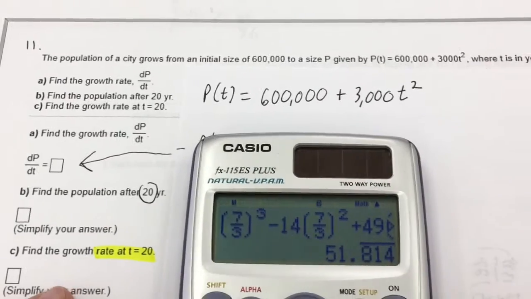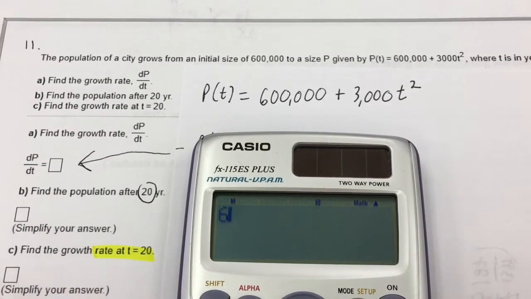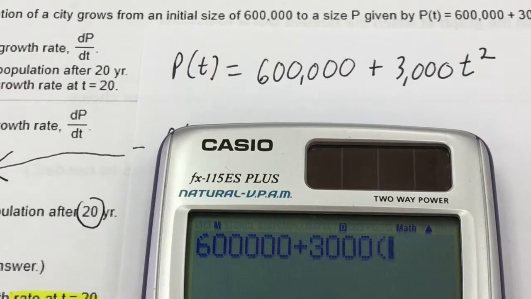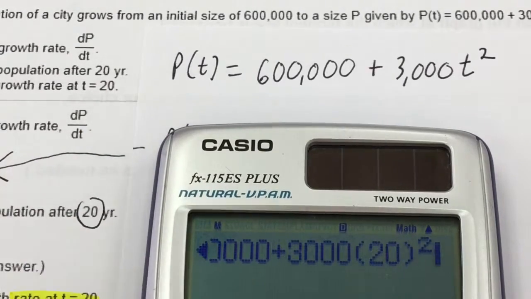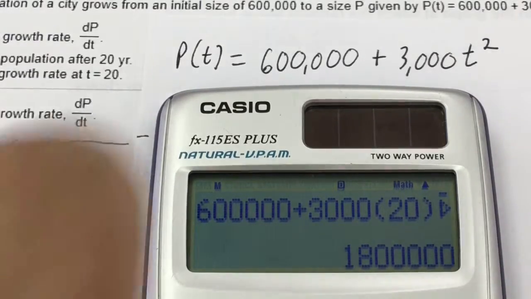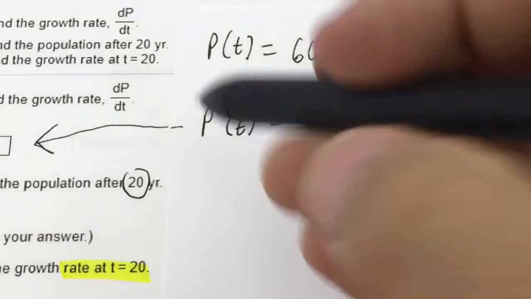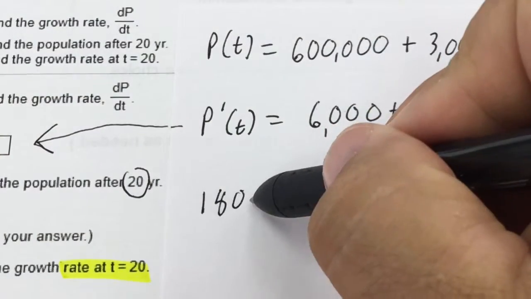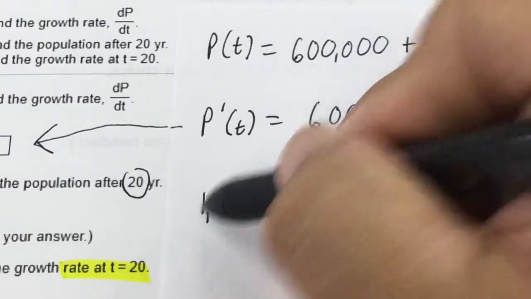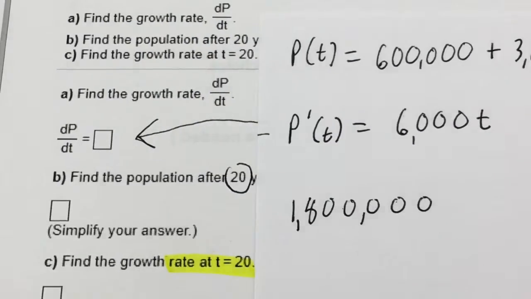Let me use a calculator for it. Clear out my last problem, and it's going to be 600,000 plus 3,000 parentheses, and I'm throwing in the 20, close parentheses squared, hit equals, and I get my population after 20 years. You have to be careful counting the zeros, 1, 2, 3, 4, 5 zeros. 180. So 1,800,000 after 20 years.